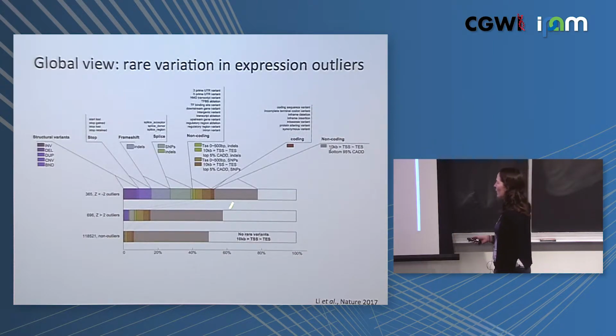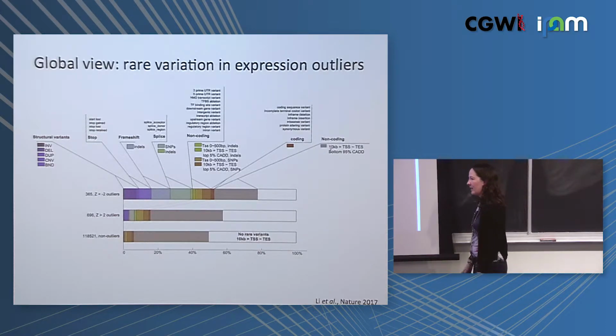And to give kind of an overview of what types of variants we're seeing near gene expression outliers, this splits it up. So the bottom bar is individuals that are not outliers. The middle bar is individuals who are overexpression outliers, and the top bar is individuals who are underexpression outliers. So you can see, first of all, that individuals who are outliers do have more rare genetic variants near the corresponding gene, and they tend to come from categories that are much more deleterious.